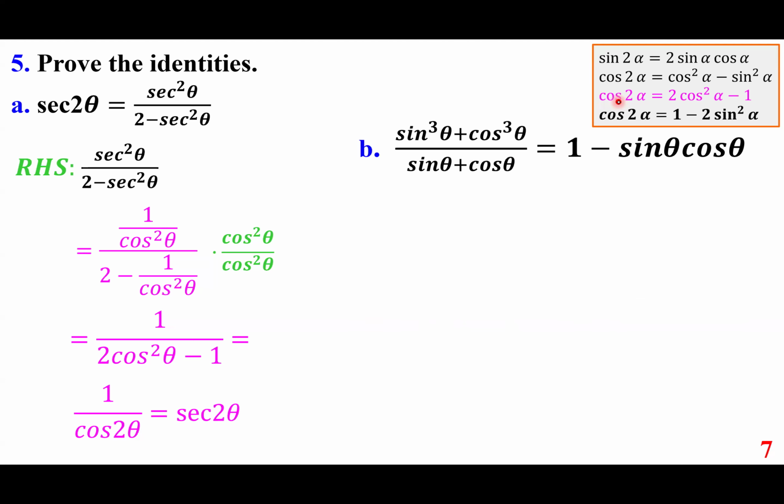Part B: sine cubed plus cosine cubed over sine plus cosine is 1 minus sine theta cosine theta. So again, you start from one side, which is more complicated, which is in this case LHS, the left-hand side, everybody. So we start with the left-hand side.